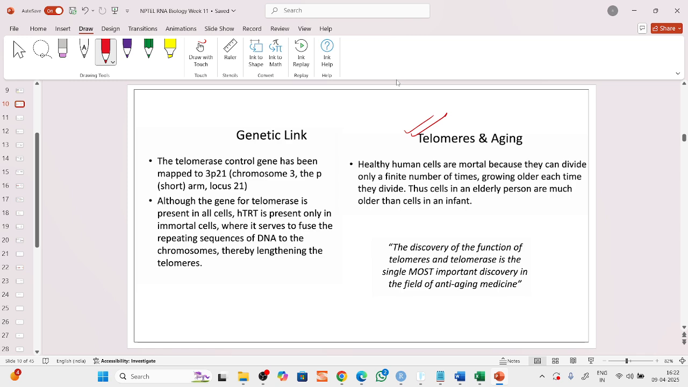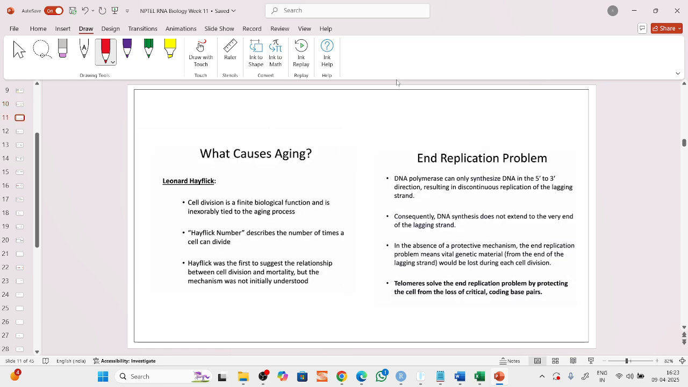The discovery of the function of telomeres and telomerase is the single most important discovery in the field of anti-aging medicine. It is very important because it helps the cells not to age. Fine. So now let us see how telomerase helps in extending the age. What causes aging?